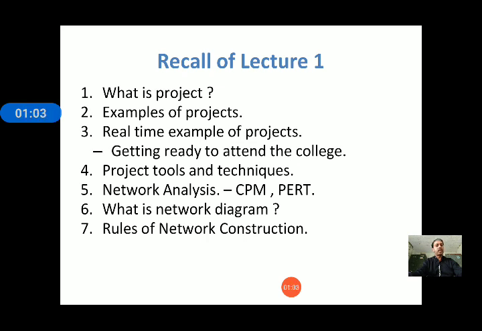We had discussed the real-time example of getting ready to attend college, and we divided this project into certain activities. Then we discussed project tools and techniques, then network analysis, that is CPM and PERT, meaning critical path method and program evaluation and review technique. Then, what is a network diagram? A network diagram is a graphical representation of activities and events.